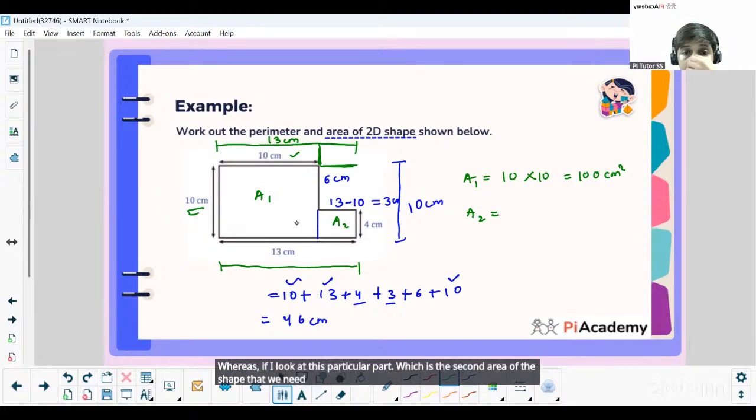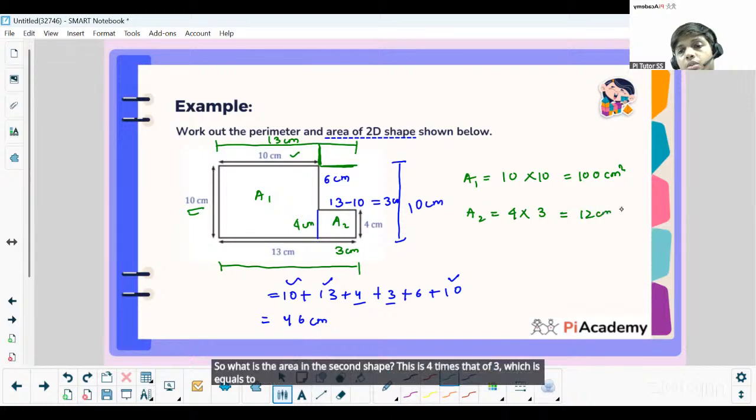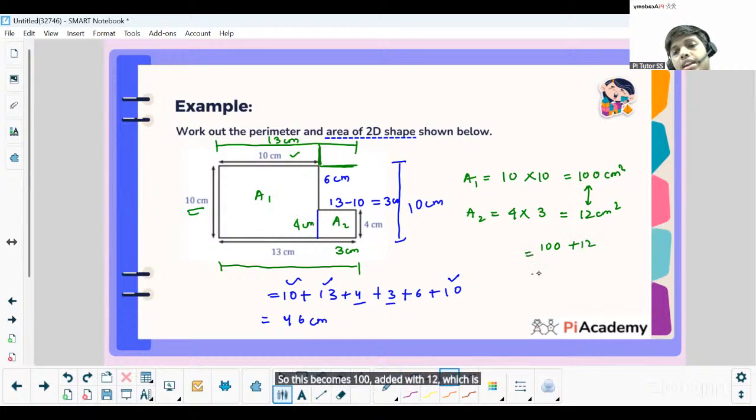Whereas if I look at this particular part, which is the second area of the shape that we need to calculate, this is already 4 centimeter in front of us. This entirely is 13 centimeter. If I subtract it with 10 centimeter, this becomes 3. So what is the area in the second shape? This is 4 times that of 3, which is equals to 12 centimeters square. Now I just need to add both of these two together to get my final compound area shape. So this becomes 100 added with 12, which is equals to 112 centimeters square as the final answer.